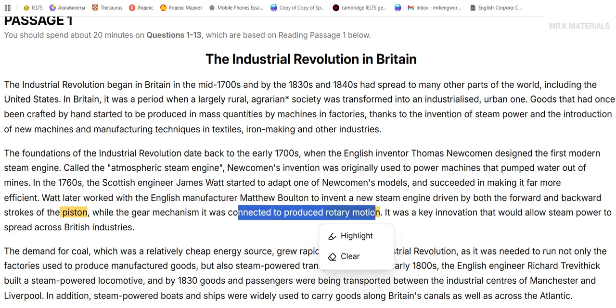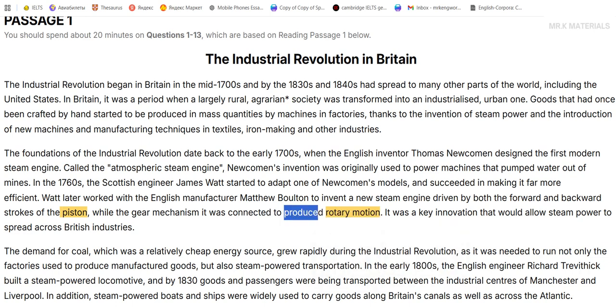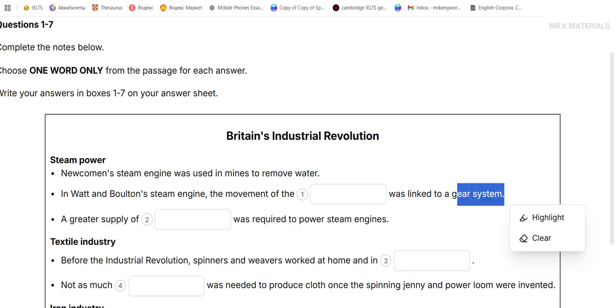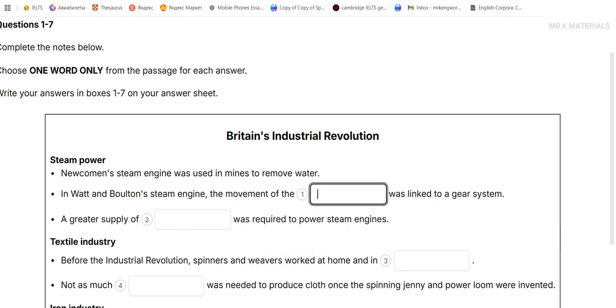It was connected to produce, to do something. I know it's a verb, and I know this is a result of something. This is a result of connecting. And I don't need a result of connecting. I just need what is connected to what.